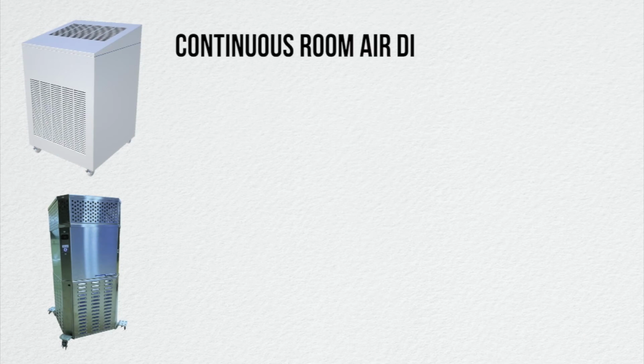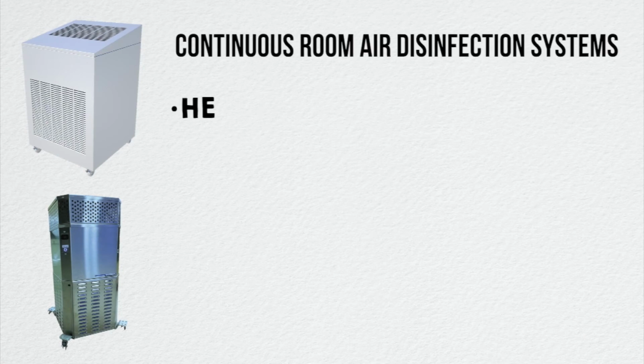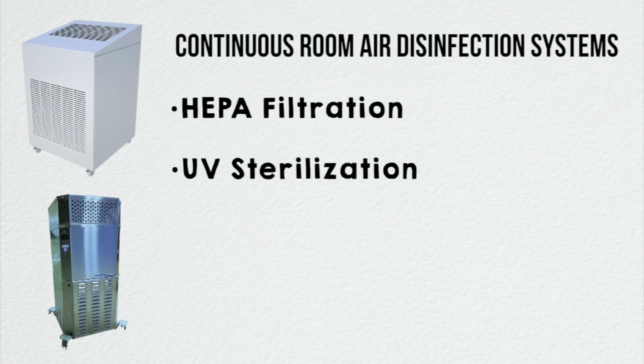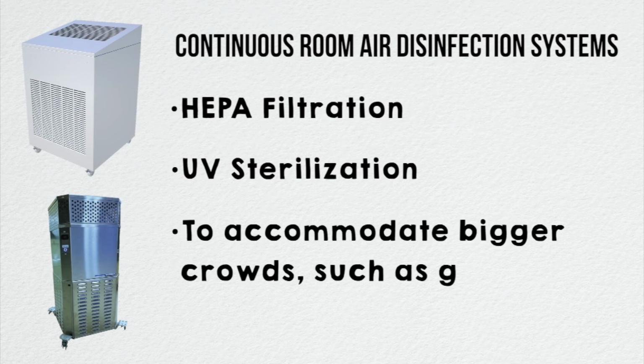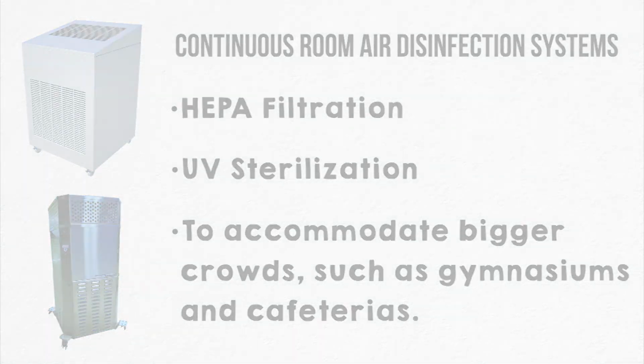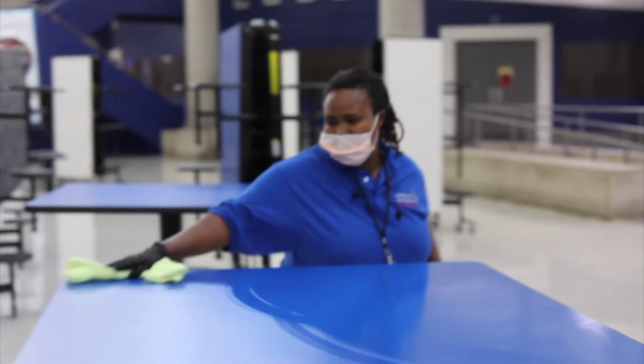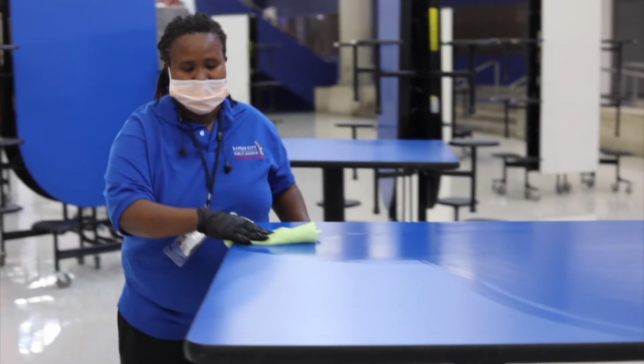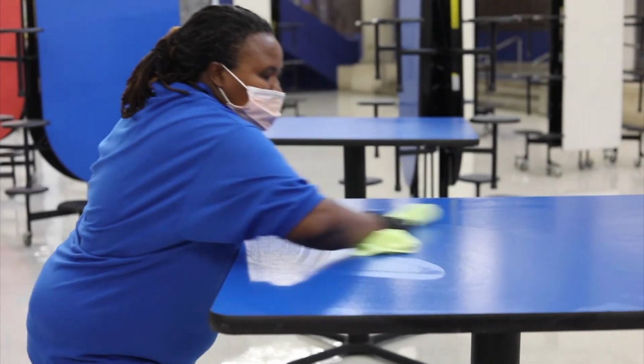We will rotate those filters at a faster rate than recommended, just to be safe. We will also install continuous room air disinfection systems with HEPA filtration and UV sterilization for larger spaces that accommodate bigger crowds, such as gymnasiums and cafeterias. These systems will clean the air in those spaces 6 times per hour and use UV lighting in the chamber to kill pathogens.